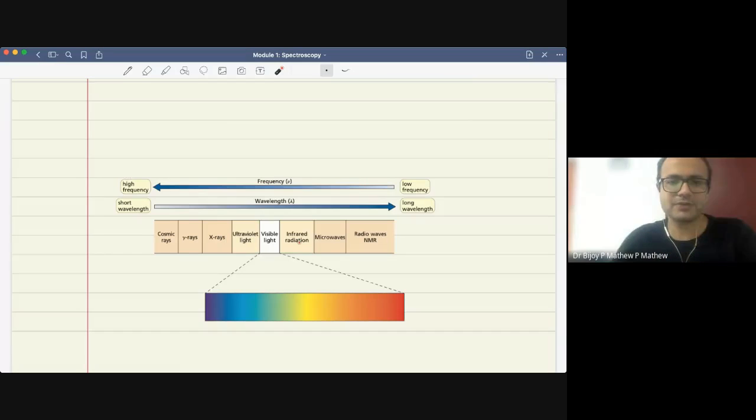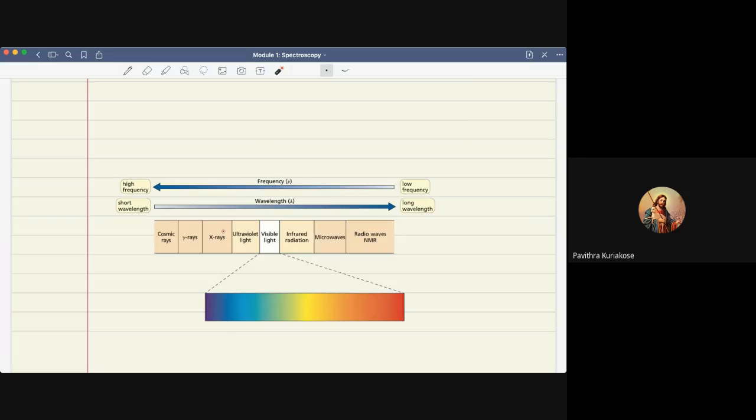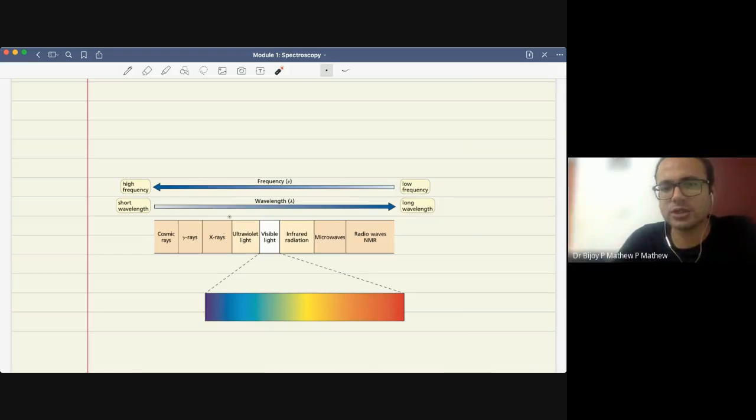So, Pavitra, are you present today? Yes, sir. Okay. So, you have studied molecular spectroscopy in physical chemistry, right? Yes, yes. Okay. So from that, what have you learned about infrared, microwave, or radio wave?